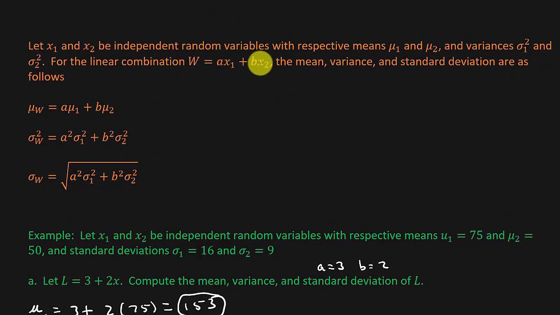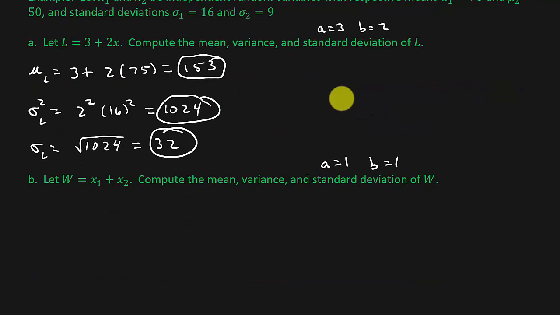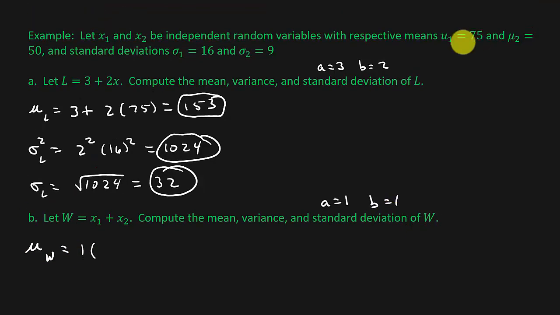And so we have the mean is equal to what? 1 times 75 plus 1 times 50. I just plugged in A and B and mu1 and mu2. And that is 125.